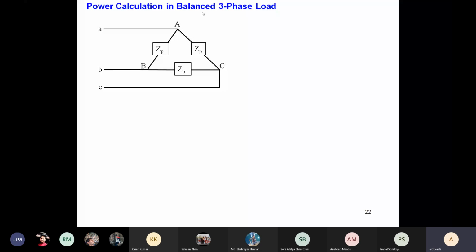So, power calculation in a balanced three-phase load. By this time you all know the meaning of balanced. I have given ZP in all three phases, and it is a delta connected load. In a delta connected load, the entire line voltage gets applied across the phases. VAB gets applied across phase AB, similarly VBC gets applied across BC, and VCA gets applied across phase C of the load.